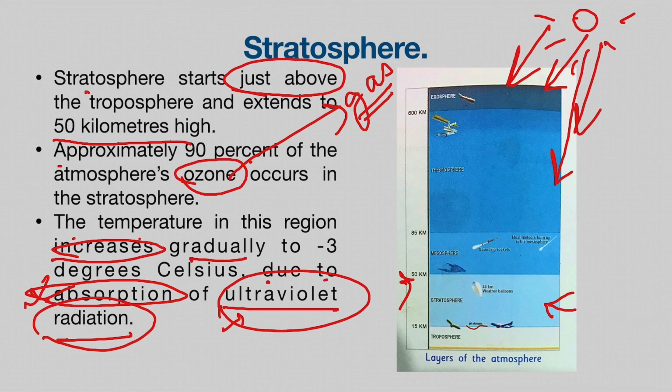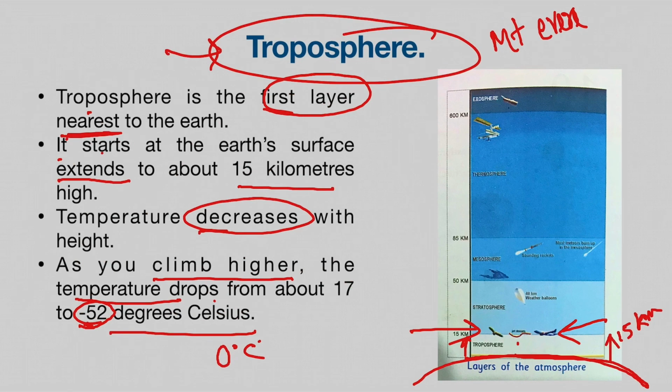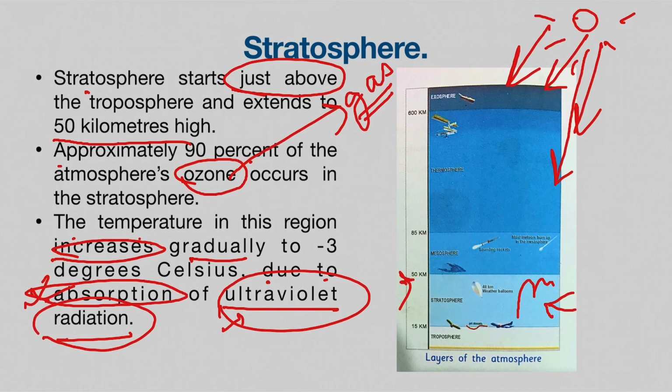And also because they absorb this ultraviolet radiation, the temperature in this area will also increase slightly. Earlier in the case of the troposphere, it decreased, right? Here you look, 17 to minus 52 degrees Celsius. Up to minus 52 degrees Celsius it decreased. But as you reach the stratosphere, the temperature increased.